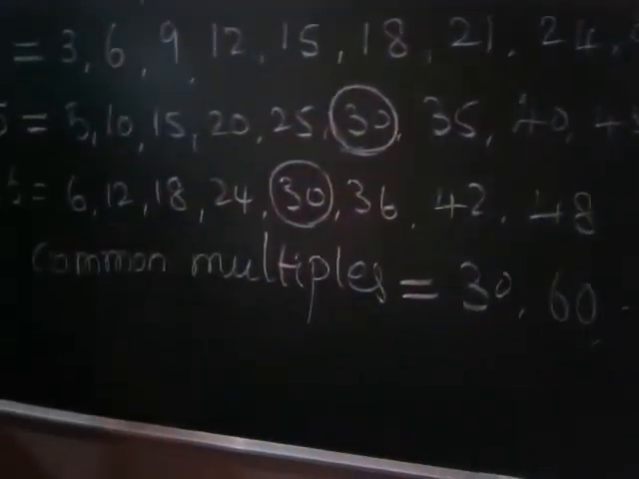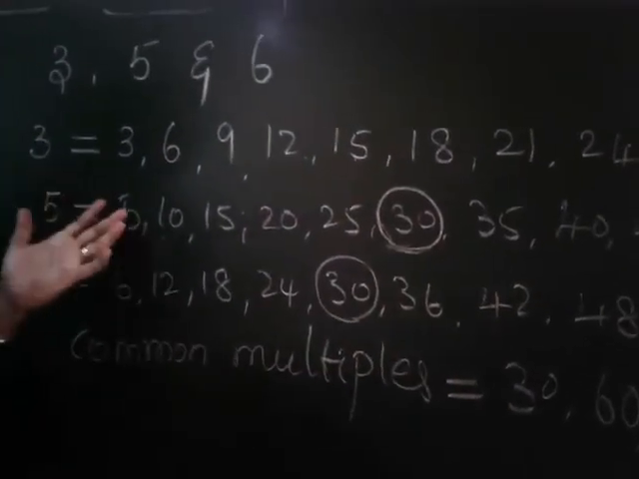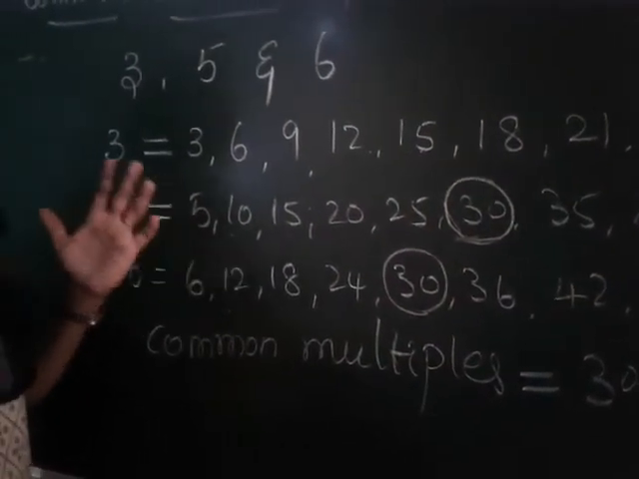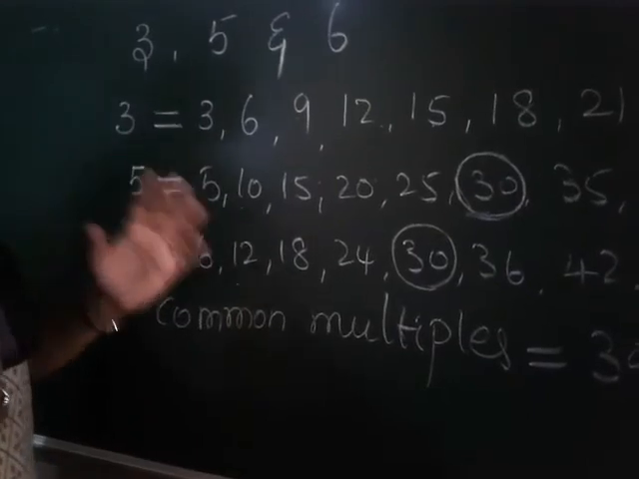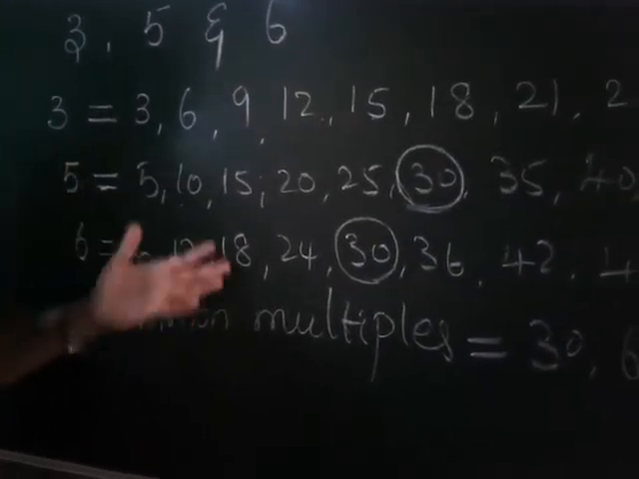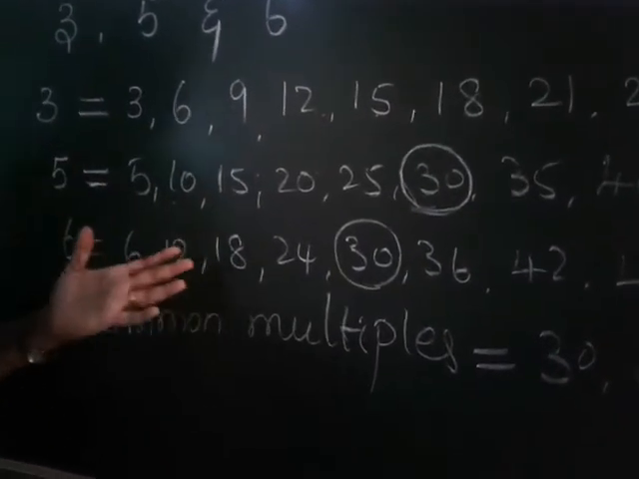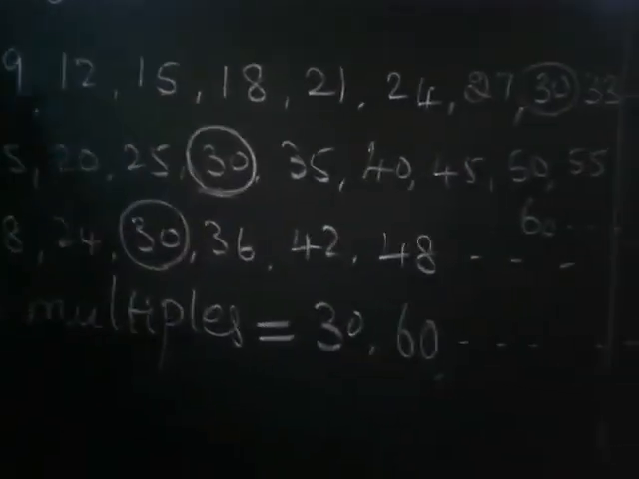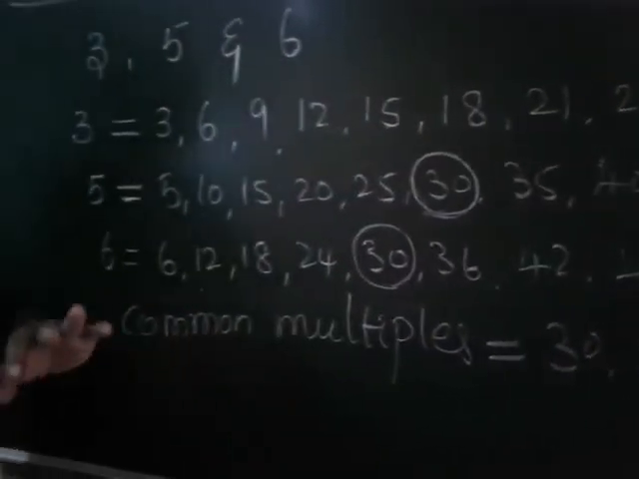Understood, children? We want to write like that. Multiples, can you write them all, children? So many numbers you can write. It is not defined, it is not a finite set, it is an infinite set. It will go on like that only. You can't complete it, you can't stop.